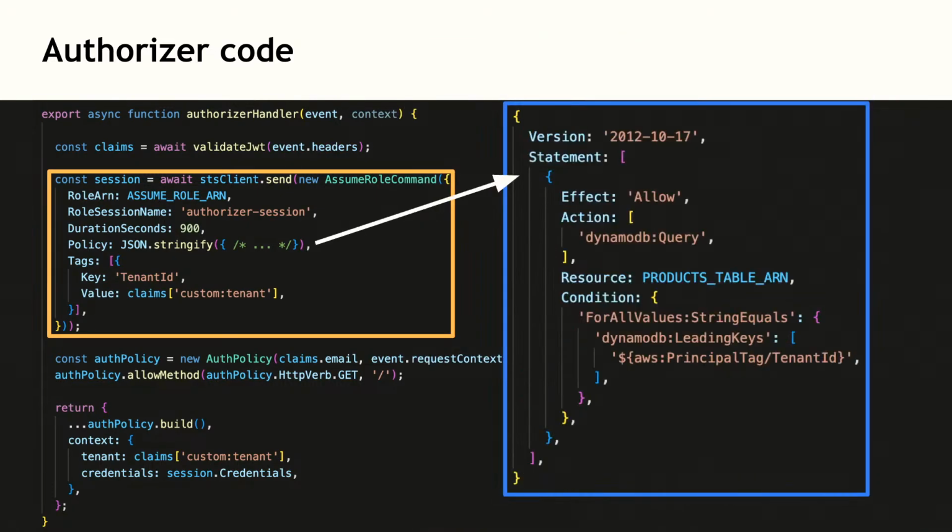And then when we're assuming a role, the next step, we're actually defining an inline policy. And here we're refining those boundaries, and we're scoping it down to this particular session. So here we'll be saying, okay, for this particular session, you can only do a query on this particular DynamoDB table.